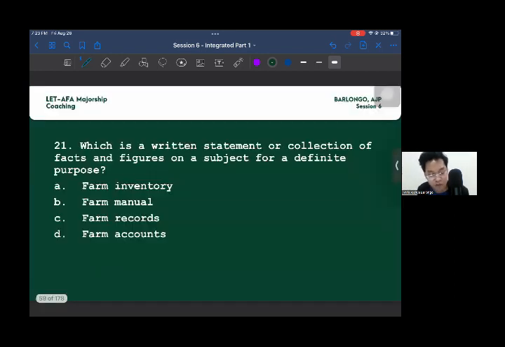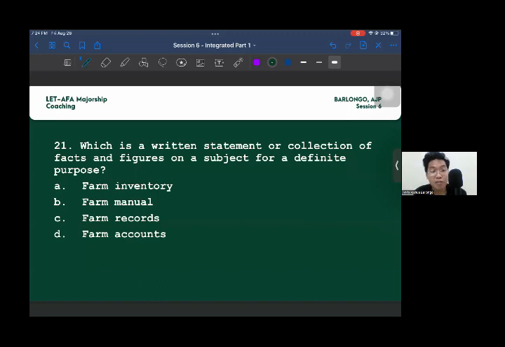So yeah, before we move to item number 21 and onwards, let's have a longer break for you to have your dinner or take a rest naman tayo dyan.